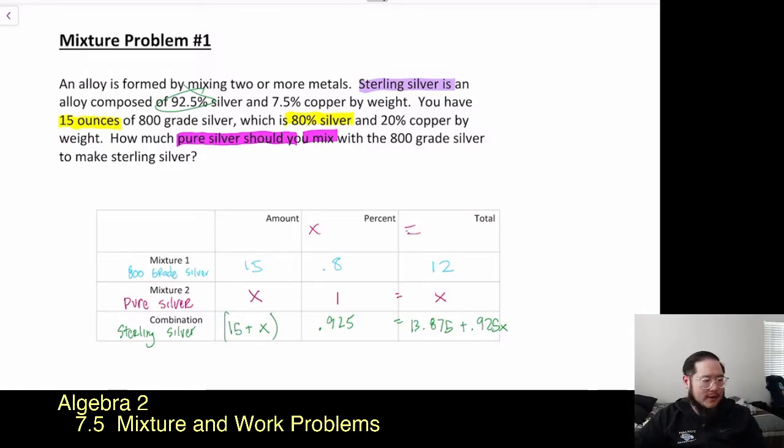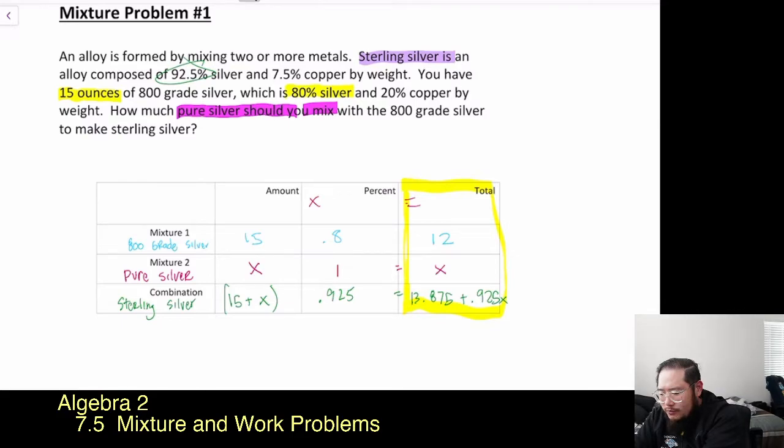And so what I now do at the very end to figure out what we need right here is take mixture 1 plus mixture 2 and set it equal to the combination, which is the sterling silver. So I highlighted that last column. I'm going to take 12 plus x and set that equal to 13.875 plus 0.925x. Now let's get x by itself. I'll subtract 0.925x from both sides, and don't forget, in front of this x is a 1.